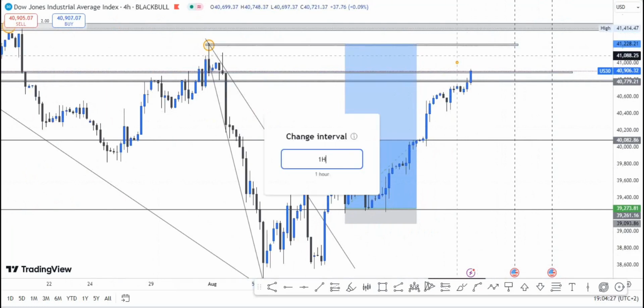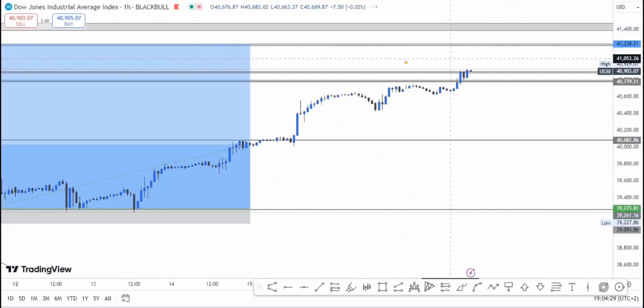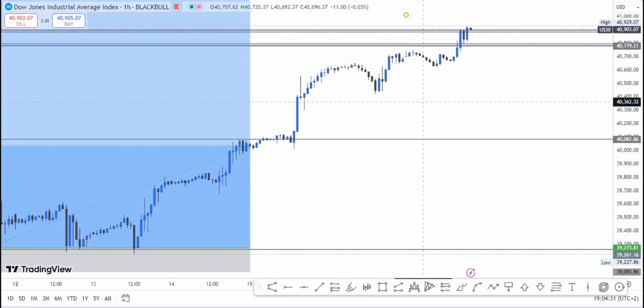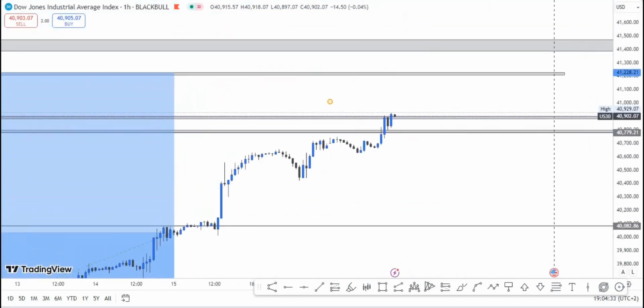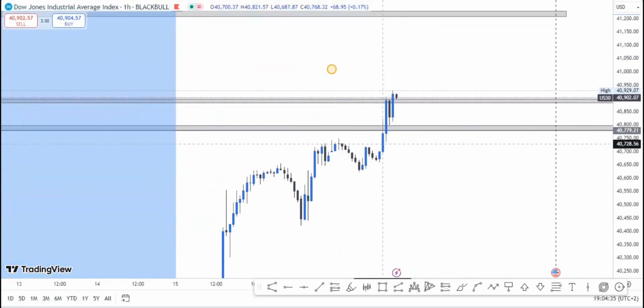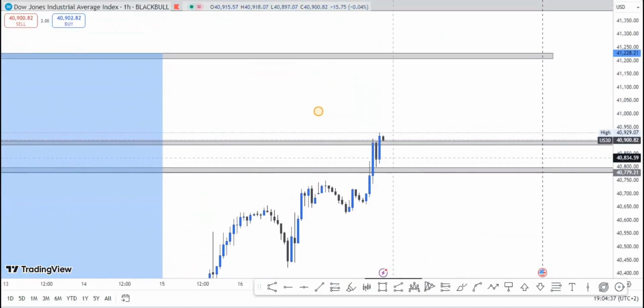See, so currently we just have to move to the 1 hour time frame so we can see whether the market already broke this certain point here. We can see that the market already broke this certain zone here. So currently there's a retest. Remember, there has to be a breakout and a retest. So currently what's happening here, there's a retest here.